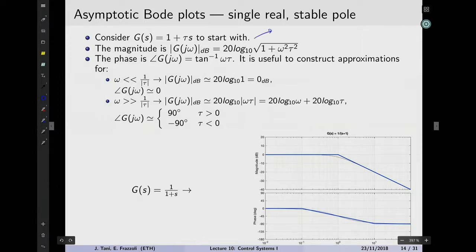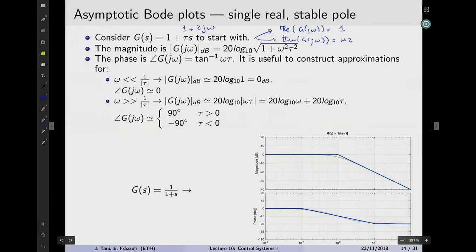Well, what's the real part of this term? Well, first thing, you plug in j omega. So you get 1 plus tau j omega. So the real part is 1. And the imaginary part is what? The imaginary part is omega tau, right?